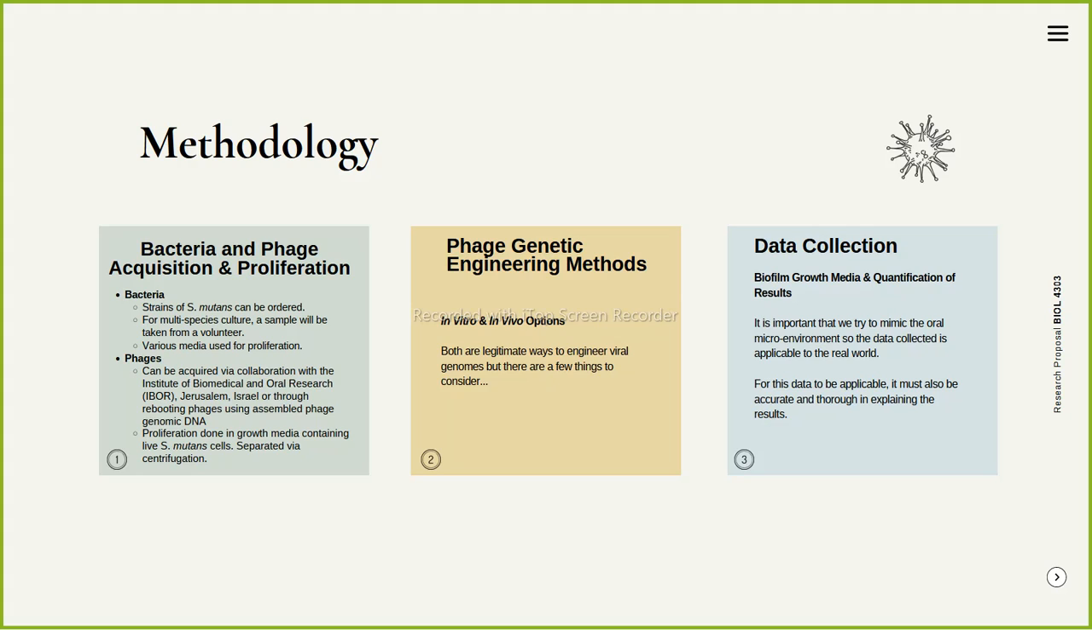The phages can be acquired via collaboration with the institute that first described the virus. Though if that doesn't come through, then what we can do is something called rebooting the phage, where we essentially synthesize the phage from scratch. Proliferation is done in growth media containing live S. mutans cells for this phage, and they'll be separated via centrifugation.